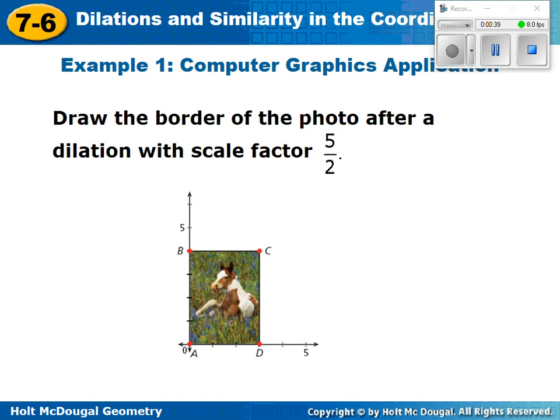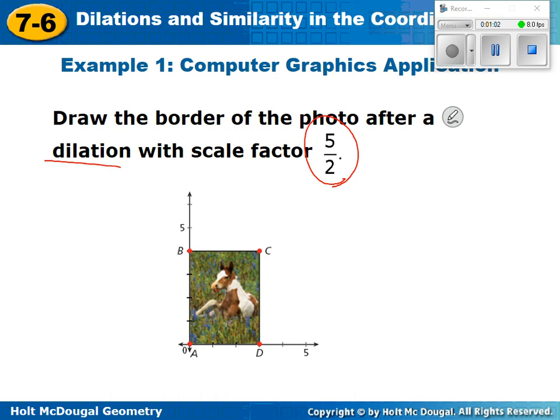All right, so basically this section is just going back over what we've been doing. I just want to make sure that the questions you see here don't affect you on the test. So it says, draw the border of the photo after a dilation with a scale factor of 5/2. So first of all, should our picture get bigger or smaller? Bigger. 5/2 is greater than 1, so it should get bigger.